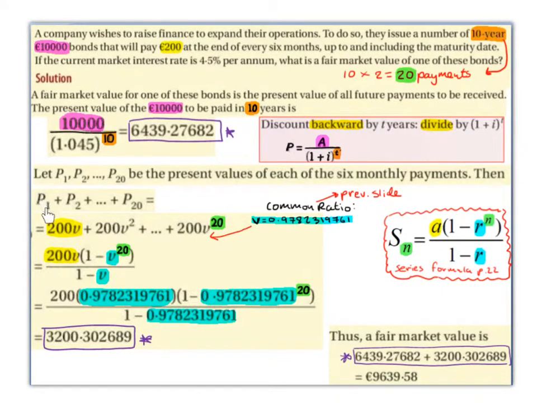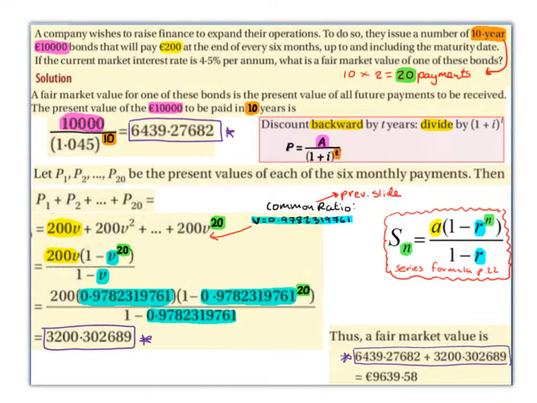So P1 can be rewritten as 200V. Remember, 200 is how much you're going to pay every 6 months, and V is the common ratio. P2 can be written as 200V squared. P3 can be written as 200V cubed, and so on, up as far as P20, which can be rewritten as 200V to the power 20. So now we have our series.